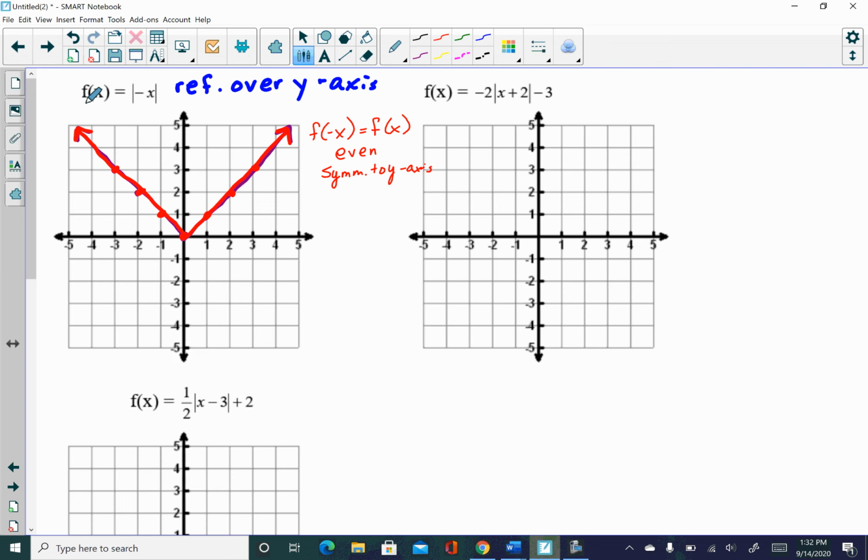And so if you think about it here, here's your f of x function. When you put in this negative x, the absolute value of negative x is the absolute value of x. So we're finding here that when I put in negative x, I get the original function right back. So this is definitely an even function, and it's symmetric to the y-axis, okay?